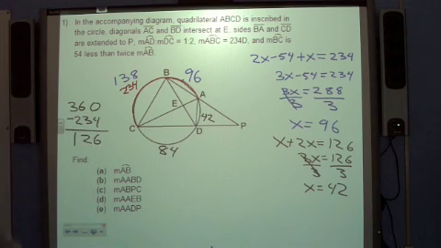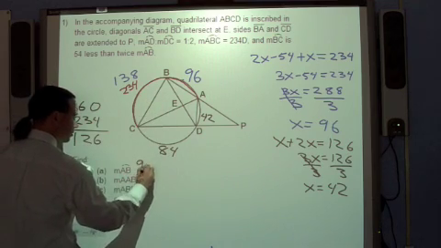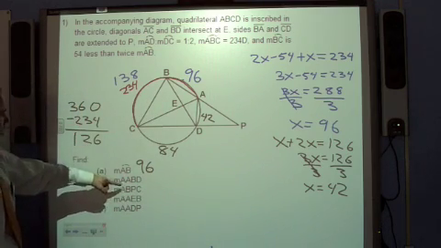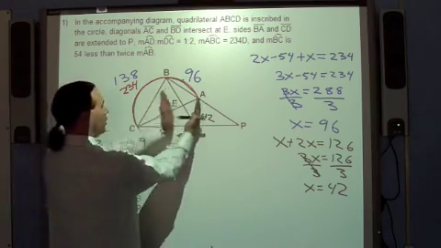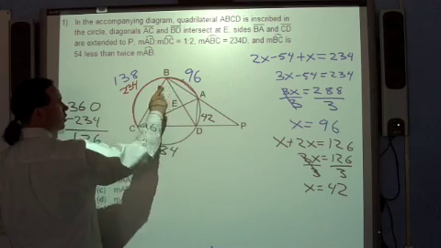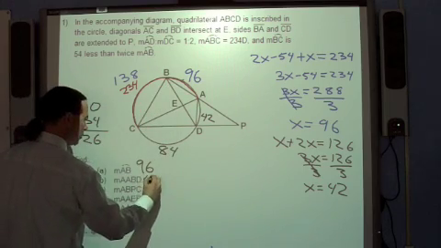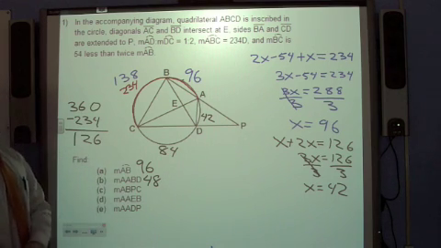So let's see what we have in terms of answers now. Measure of arc AB, that we got, 96. Measure of angle ABD. Well, angle ABD is this angle here. It's an inscribed angle. It intercepts this arc, so it's half of 96, which is 48. Measure of angle BPC.